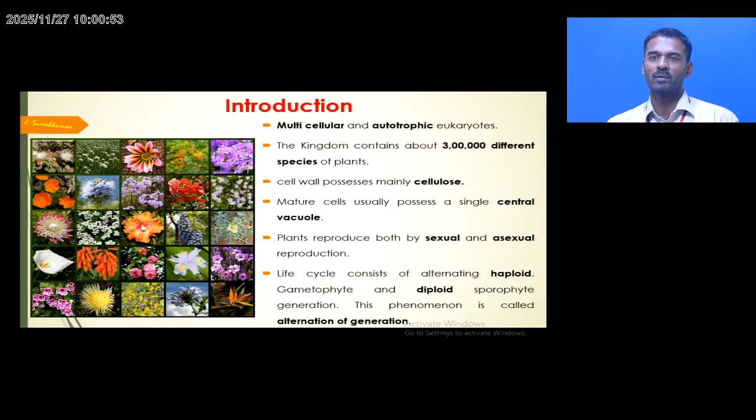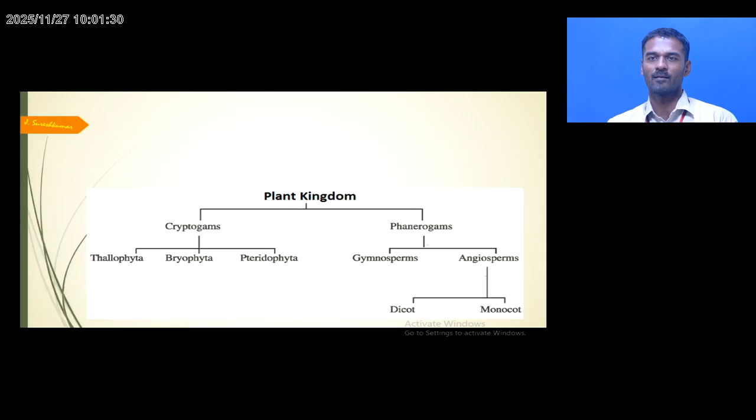Plants reproduce through asexual and sexual methods, and some species also reproduce by vegetative reproduction. There are two stages in the plant life cycle, commonly called haploid and diploid. The stage with a single set of chromosomes is called haploid, and it is dominant in the life cycle. This process is called alternation of generations.